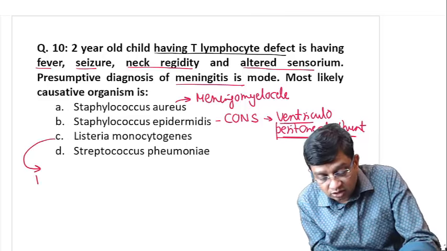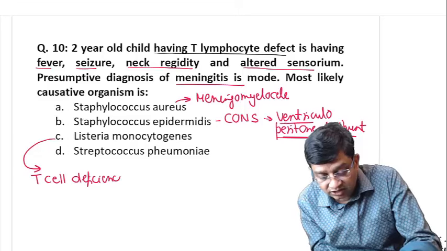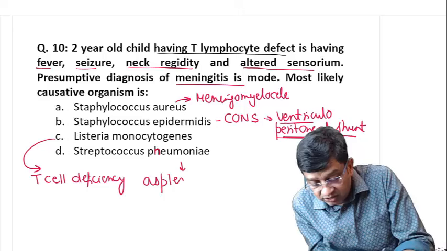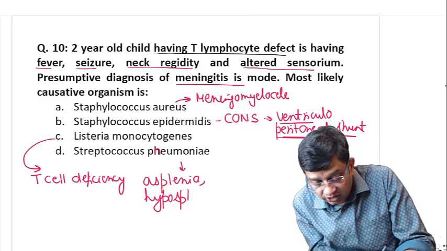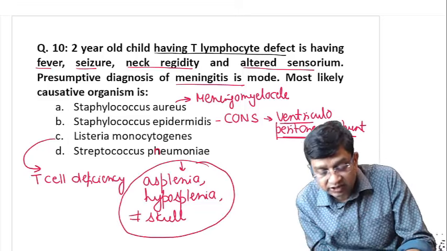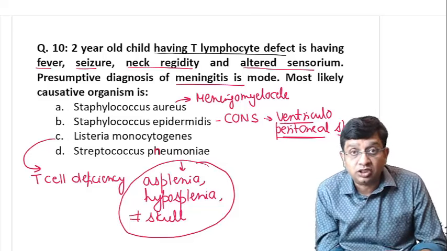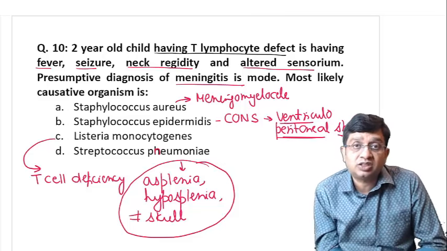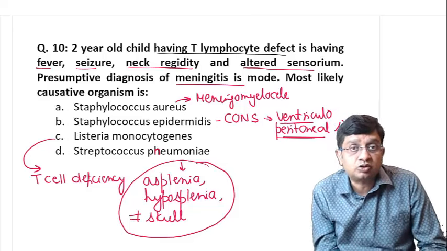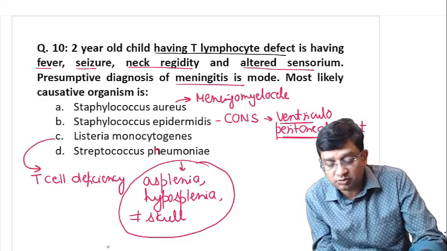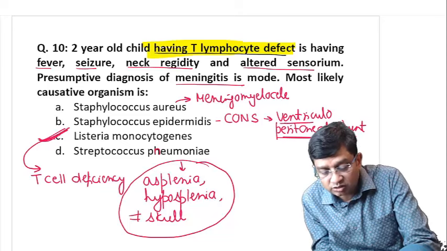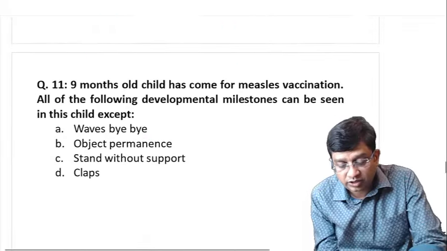Listeria monocytogenes is the cause in T cell deficiency. Streptococcus pneumoniae is the cause if the child has asplenia or hyposplenia, or there is a fractured skull. In all of these conditions, the most common cause of meningitis is Streptococcus pneumoniae. Because in asplenia or hyposplenia, there is increased incidence of encapsulated organisms, which can be Streptococcus pneumoniae, Meningococcus, H. influenzae. All three can cause meningitis, but out of the three, the most common is Streptococcus pneumoniae. So here we are asking about a T lymphocyte defect, and the answer goes in favor of Listeria monocytogenes. Going on to the next question.